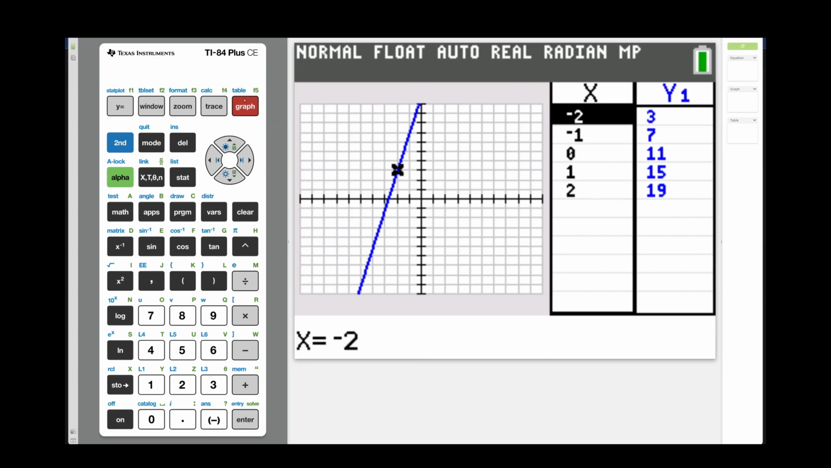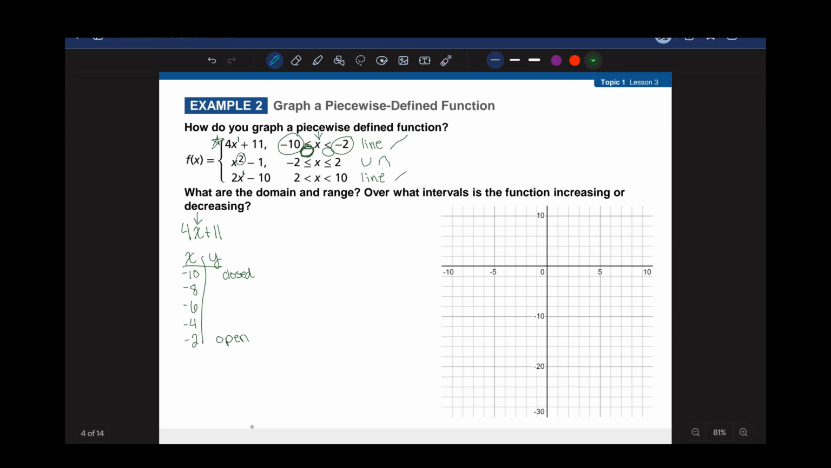If I press second graph, that puts me in the table. Now I already have some numbers here, so I can just type over those. I'm going to put in -10, -8, -6, -4, -2. And there are all my y values. That's what I would get if I actually took those numbers and plugged them in for x in that equation. So I'm just working smarter, not harder. So I'm going to fill in my table with those numbers.